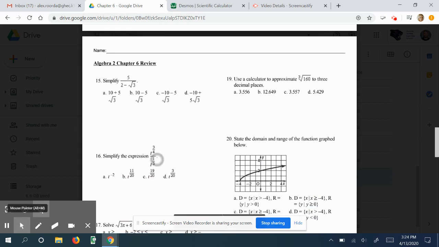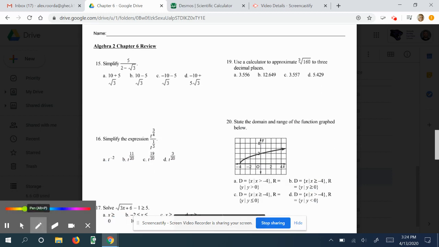All right, number 15. It says, simplify 5 over 2 minus the square root of 3. Now, how we got rid of square roots on the bottom is we multiplied by our conjugates. And we did this back when we looked at complex numbers. So 2 plus the square root of 3. I'm going to multiply the top by 2 plus the square root of 3 also.